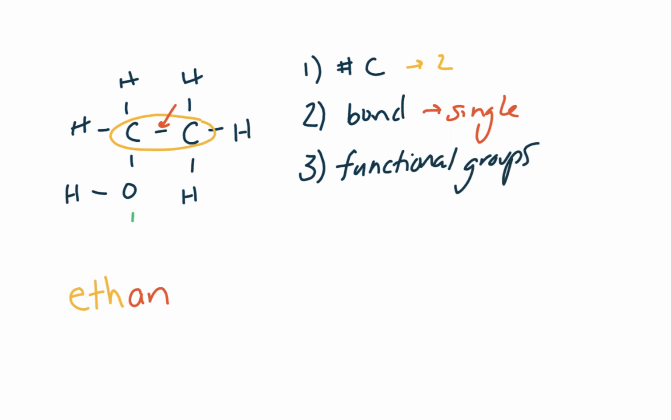And then the last thing we're looking for is functional groups. Find our oxygen here, and we see that it's a carbon single bonded to an oxygen, single bonded to a hydrogen, and that is an alcohol. Okay, so if we have an alcohol, then the ending is -ol. So the name of this compound will be ethanol.